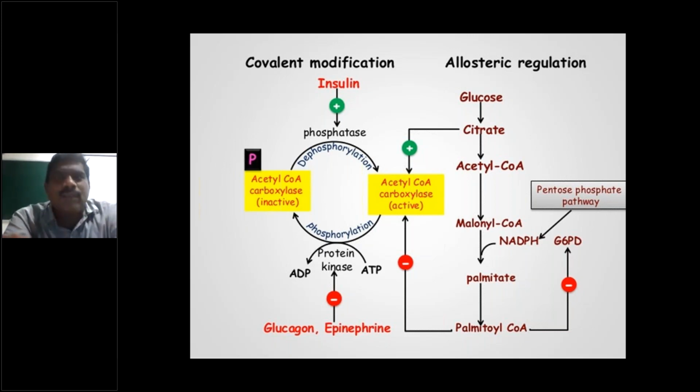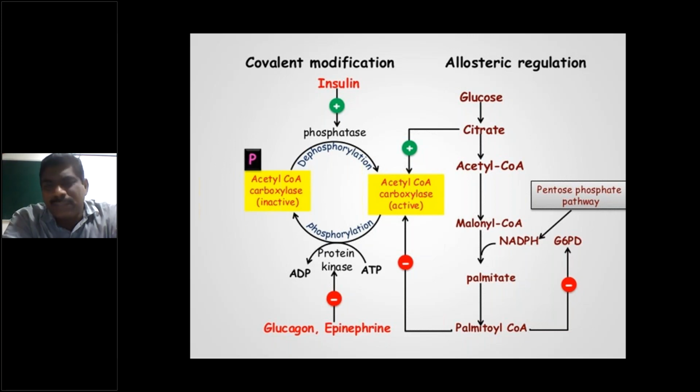So the acetyl-CoA carboxylase levels are elevated, and it favors lipid formation; lipogenesis takes place. And when plenty of lipids are there in our body, this palmitoyl CoA, the end product of this metabolism, inhibits acetyl-CoA carboxylase allosterically. So allosterically, this palmitoyl CoA inhibits the acetyl-CoA carboxylase enzyme activity.